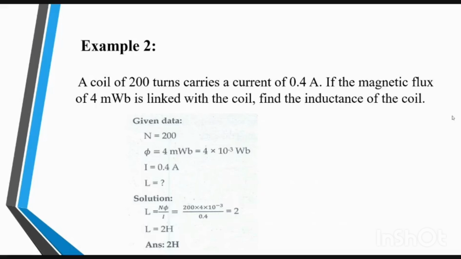The equation for L in terms of number of turns, flux and current is given as L equal to N phi by I. Then by substituting the values for N, phi and the current I, we will be getting the answer as L equal to 2 Henry.